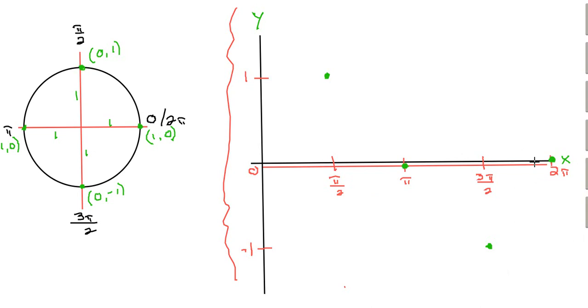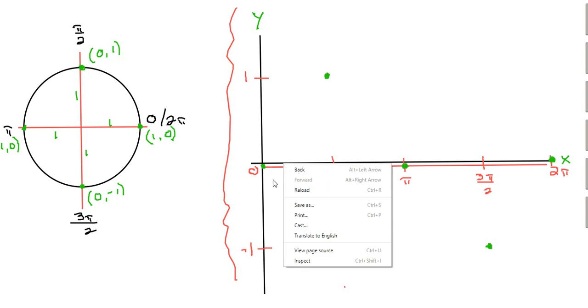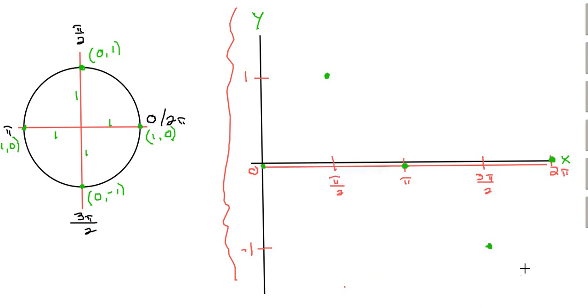And if you remember, 2 pi and 0 radians are the same, so they both are equal to 0, so I can place a green dot right there as well. And again, it would be the same thing. 4 pi would be right on the x-axis. 6 pi right on the x-axis. 8, 10 pi, same thing.